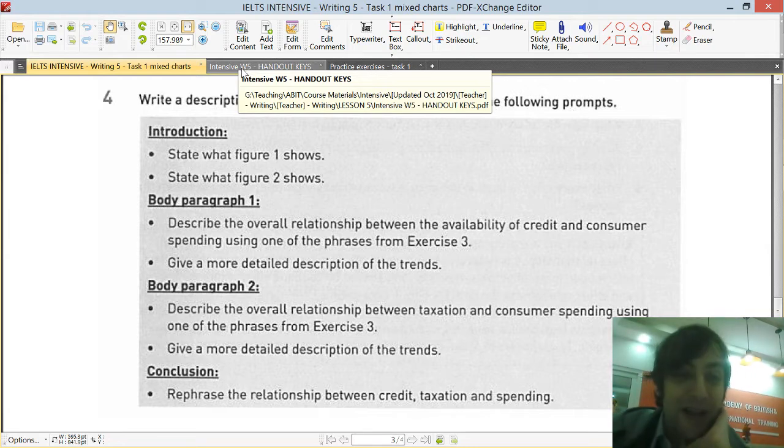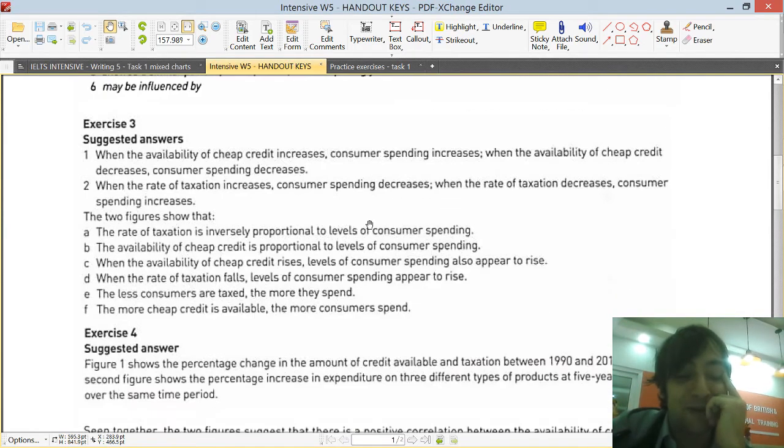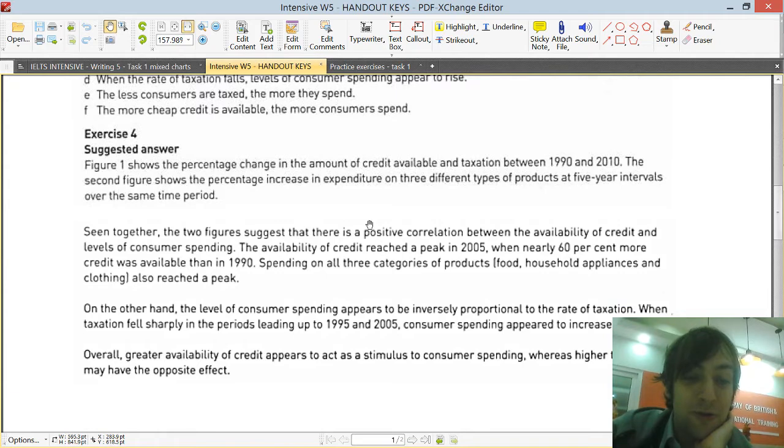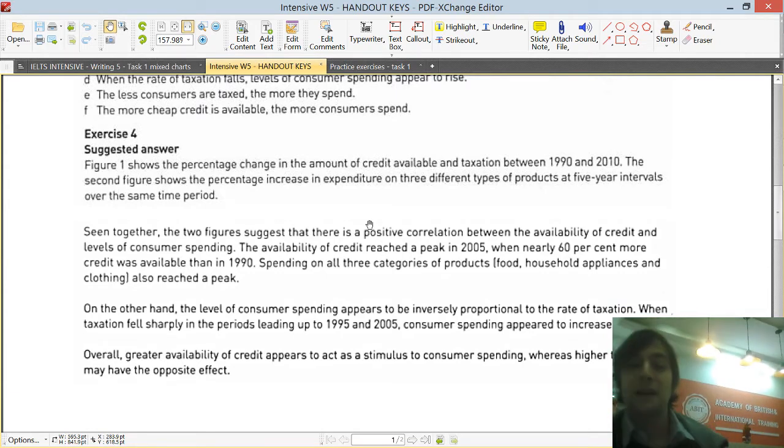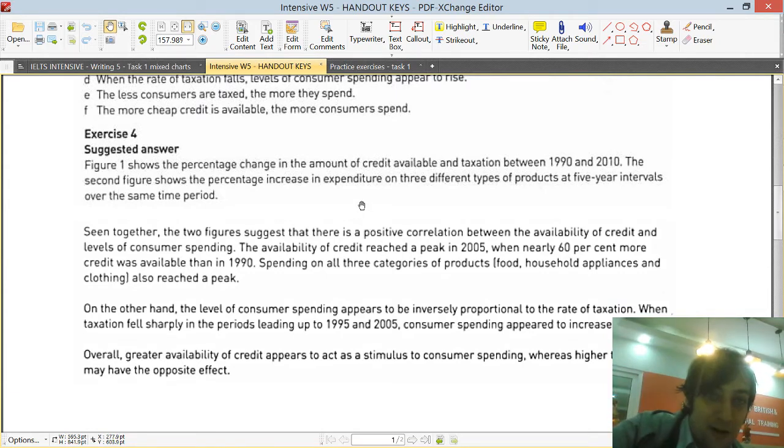Alright, let's go over the answers. So that was quite a lot of writing. The next one's got even more writing than this one, just warning you. But let's go over the answers for exercise 4. Again, I'm going to show you a sample answer here.